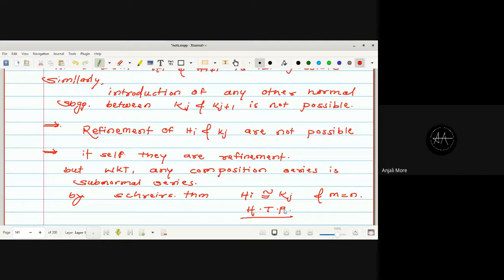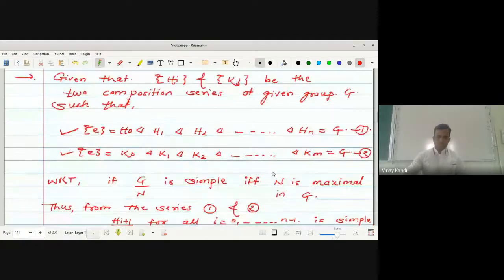Now look here, there is no need to even prove it, it can be understood from this. Here H0 is normal in H1 is normal in H2 is normal in up to so on Hn, which is equal to G. This is the composition series for G. By the definition of composition series, H0 is maximal in H1, H1 is maximal in H2, H2 is maximal in H3, Hn minus 1 is maximal in Hn.